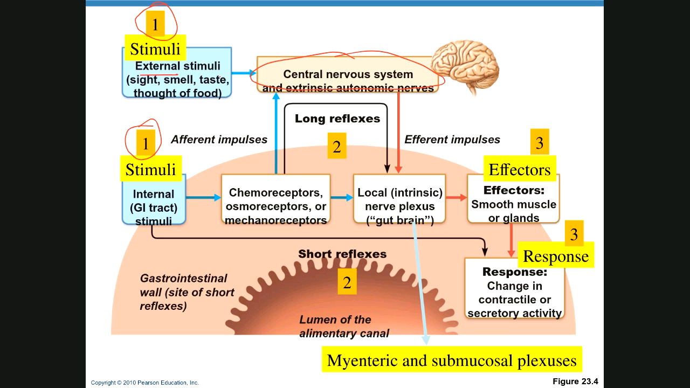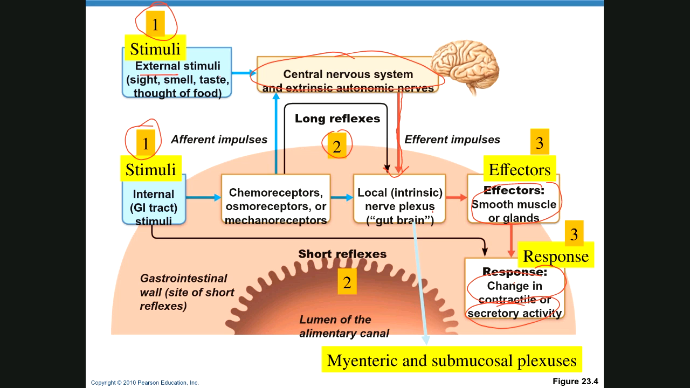Now we're going to number 2. It is going to act on the nerve plexuses. That would be your myenteric and submucosal plexus. The effector organs are going to be smooth muscle and glands. And now the response is going to be contraction and secretion. So peristalsis, segmentation, and secretion of digestive enzymes, mucus, pH, acids, etc. So this will be the long reflex.